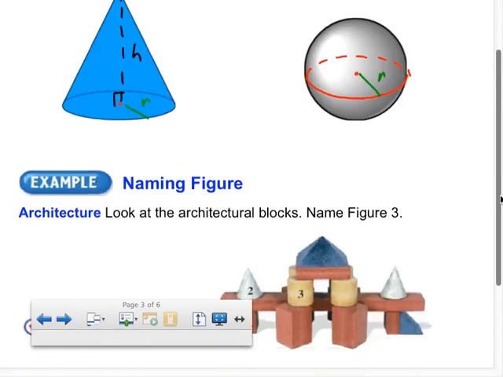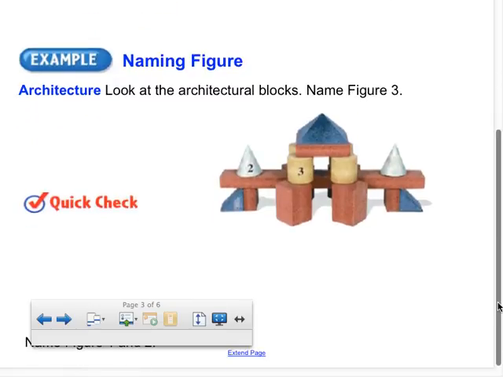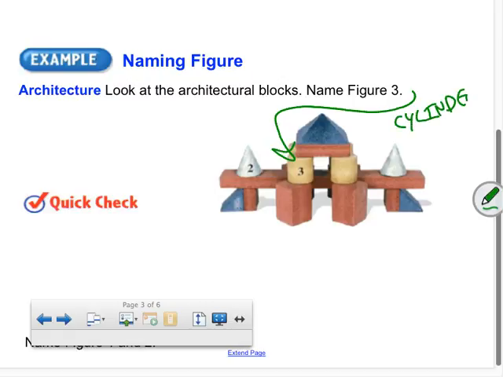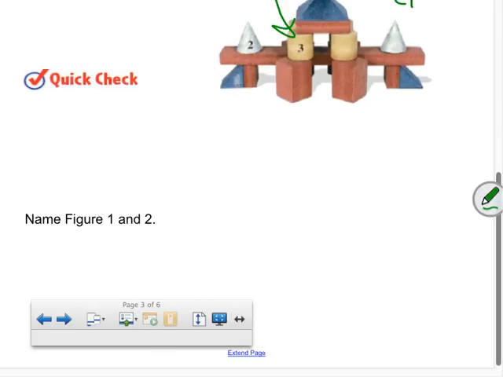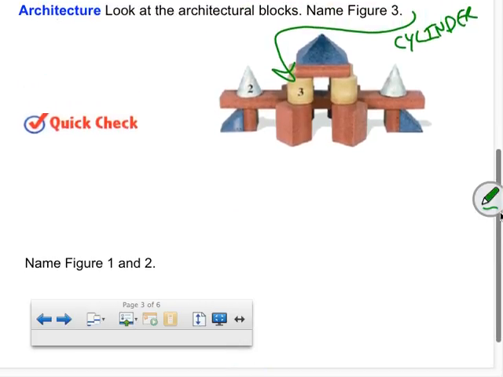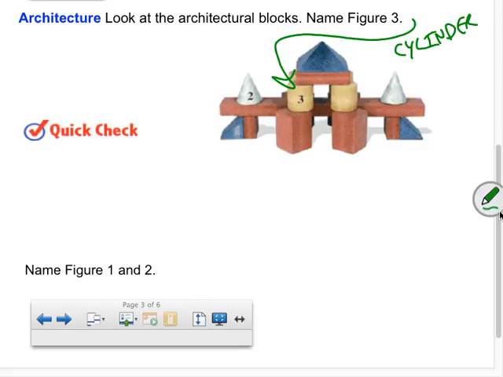Okay? Now, look at the architectural blocks. Name 3, right here. What is that shape? That is a cylinder. Okay? And then it says here, name 1 and 2. I don't see 1. Actually, I think this is 1 right here. I think you just can't see it. So they want you to name 1 and 2. What is figure 1? It's not a prism, a rectangular pyramid.